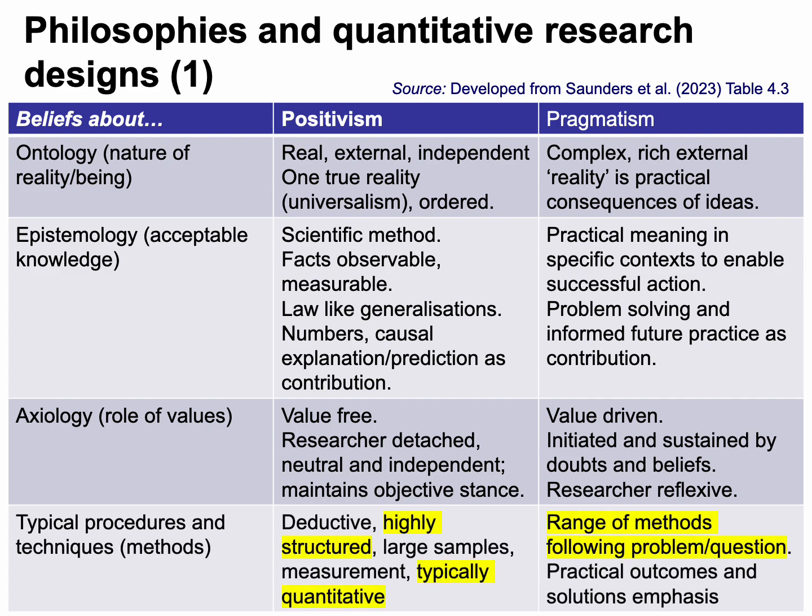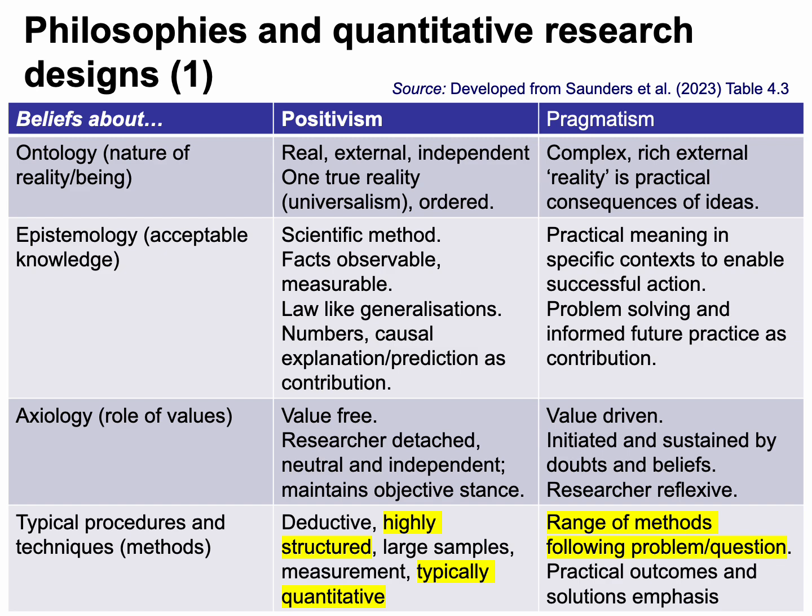The typical procedures and techniques used by these two philosophies need to be contrasted as well. So let's look at positivism. Positivism is deductive, so it's starting with theory and collecting data to test it. And it's using highly structured procedures and techniques collected from large samples and measured. And so this is typically quantitative methods for positivism.